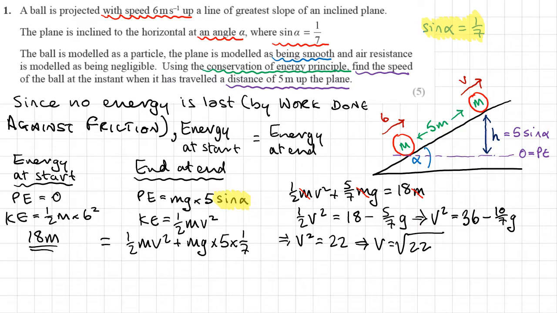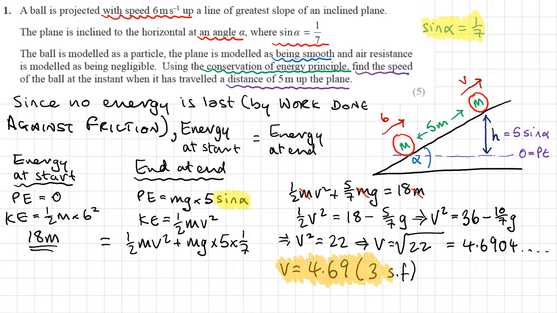So if I were to write down what I fully get on my calculator display, that is 4.6904 and so on. So I'm going to give v is equal to 4.69 to 3 significant figures. Now you could also give an answer of 4.7, and that would be 2 significant figures. So the only time you can do 2 significant figures is when you're using g, or whether you're asked to give an answer to 2 significant figures. Otherwise, always do 3 significant figures.